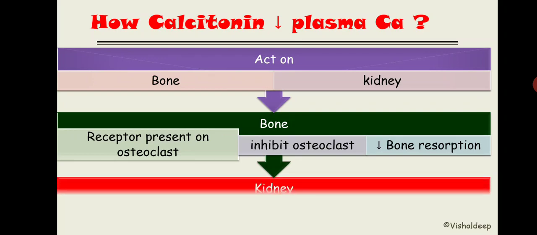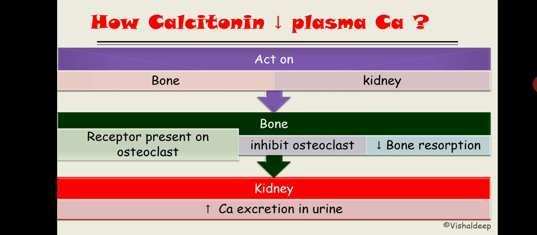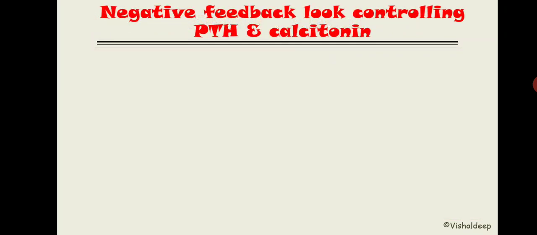Now the effect on kidney. In the kidney it will increase the calcium excretion in the urine. So parathyroid hormone will increase reabsorption of the calcium, while on the other hand calcitonin will increase calcium excretion in the urine. Now let's talk about the negative feedback control of the parathyroid hormone and calcitonin.